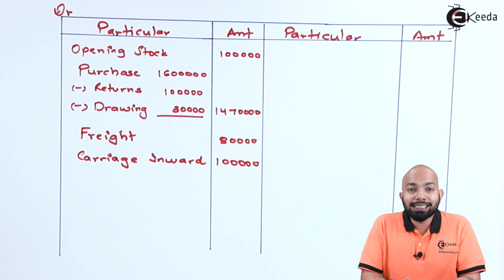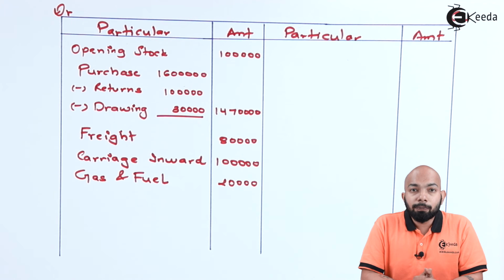We'll further go ahead and see if there is any other transaction that has to be a part of trading debit. Yes, you're correct. That will be gas and fuel. So now that we have mentioned gas and fuel 20,000 on the debit, that being a debit item because it's an expense. Apart from that, we have wages and there is an adjustment related to wages, that is outstanding wages.